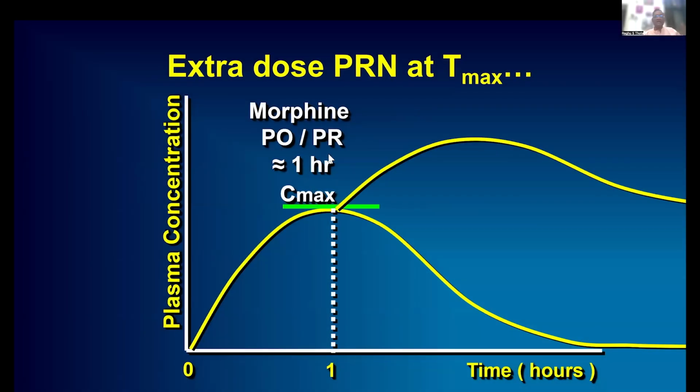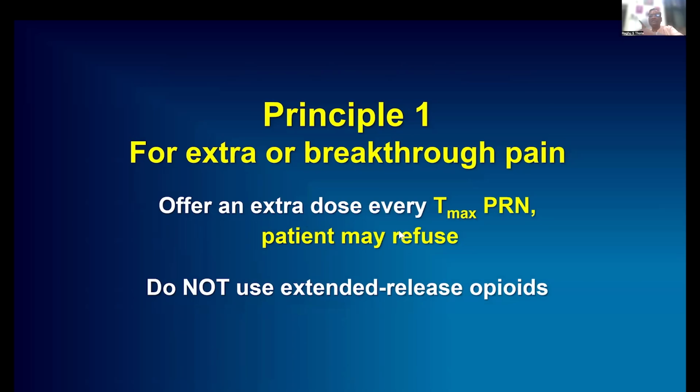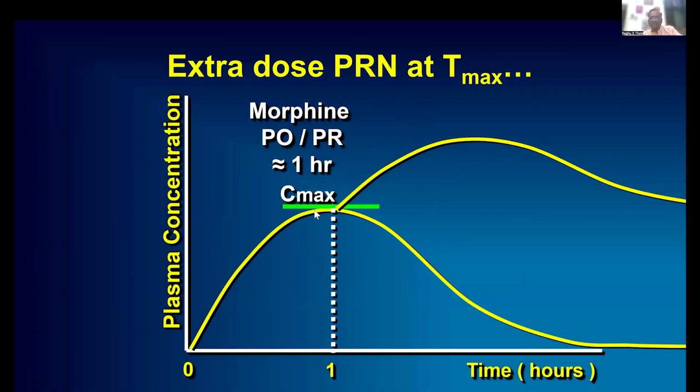Okay. Now, extra dose, right? I told you, offer an extra dose every Tmax PRN. So why do we need to do that? When we give this dose, he may not have good analgesia, right? Some patients may have only 30% relief. Some patients may have 50% relief, and they may be asking for more. You can give a top-up dose at every Tmax.